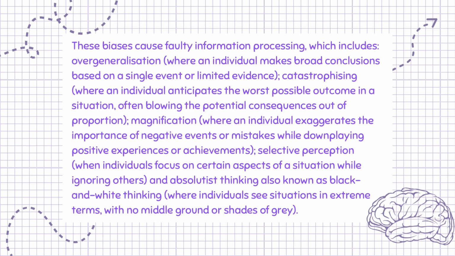These biases cause faulty information processing, which includes overgeneralization, where an individual makes broad conclusions based on a single event or limited evidence; catastrophizing, where an individual anticipates the worst possible outcome in a situation, often blowing the potential consequences out of proportion; magnification, where an individual exaggerates the importance of negative events or mistakes while downplaying positive experiences or achievements; selective perception, when individuals focus on certain aspects of a situation while ignoring others; and absolutist thinking, also known as black and white thinking, where individuals see situations in extreme terms, with no middle ground or shades of gray.